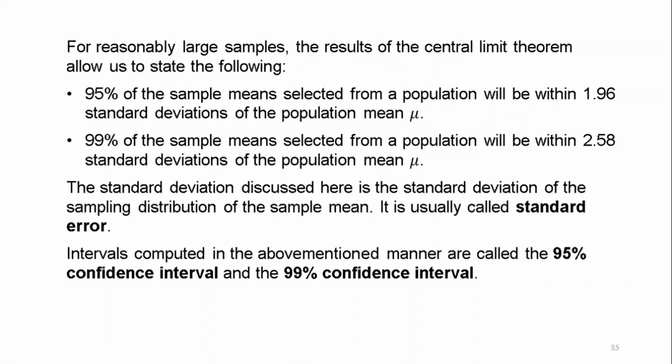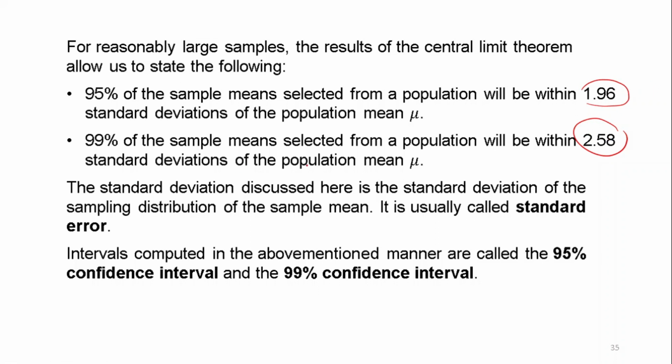For reasonably large samples, the result of the central limit theorem allows us to state the following. 95% of the sample means selected from the population will be within 1.96 standard deviations of the population mean, or 99% of the sample means selected from a population will be within 2.58 standard deviations of the population mean. So 1.96 and 2.58 are values of Z. Later we will see how we get these values, from the next slide.